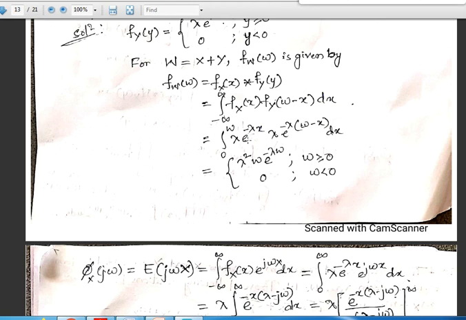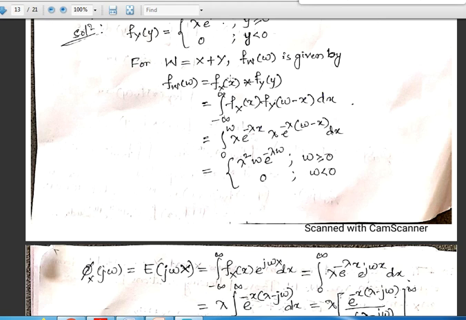Which will be given by lambda into lambda, lambda squared, then e to the power of minus lambda w. As this integration is with respect to x from 0 to w, the dx solution will give w, and we have lambda squared w e to the power minus lambda w, wherein w is greater than or equal to 0, otherwise it is 0 for w less than 0.